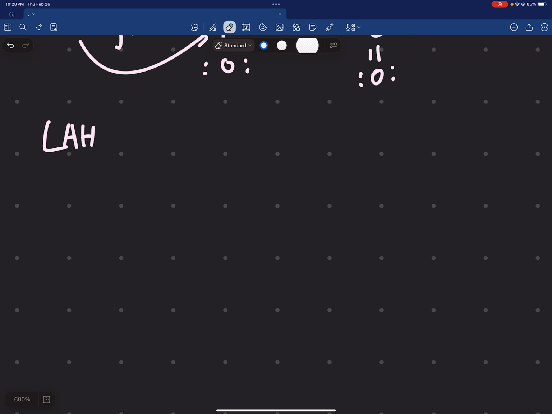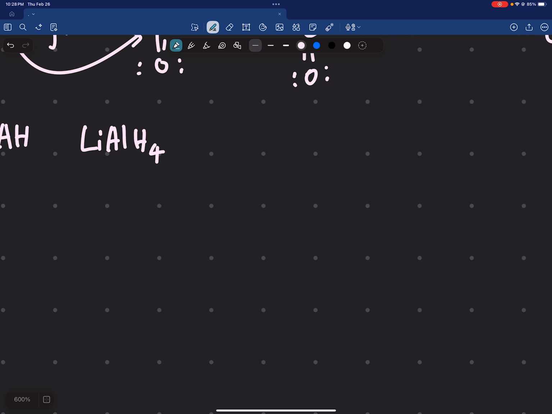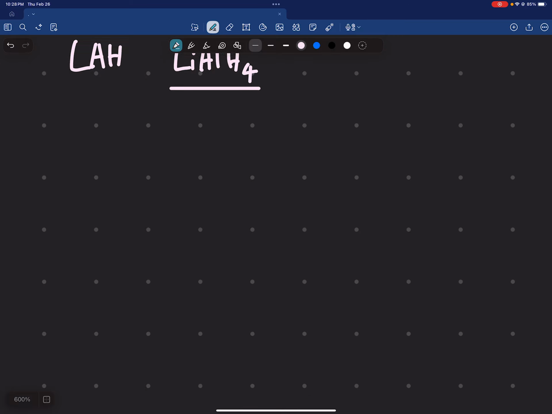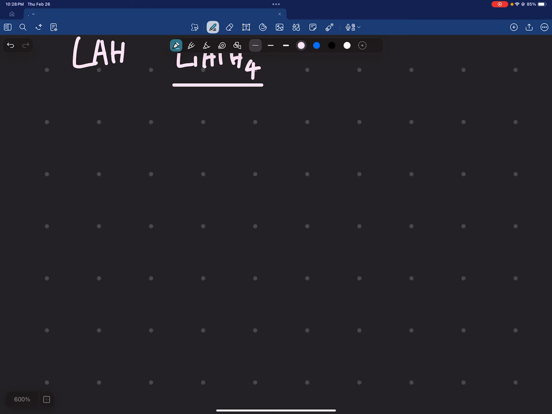I'm not going to write out the whole thing because that would take way too long. Not really, I'm just lazy. So this LAH is a very strong reducing agent. This will fully reduce a carboxyl group to a primary alcohol. This is usually carried out in ether or tetrahydrofuran. So let's write it out.